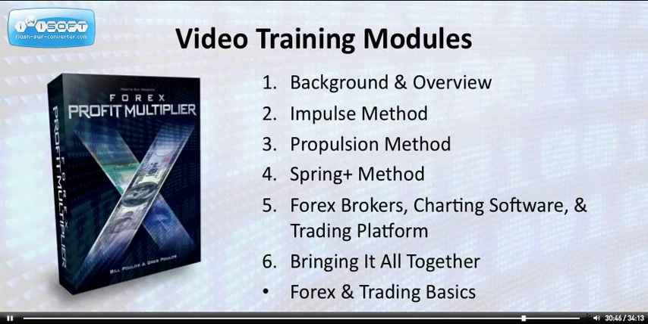Next is the first method of the program, the impulse method, where the goal is to go after 1 to 5 bar swings in the markets at the very beginning of a new trend. Module 3 covers the propulsion method, where the goal is to go after 1 to 5 bar swings in the markets with the trend when the trend recovers from a corrective move.